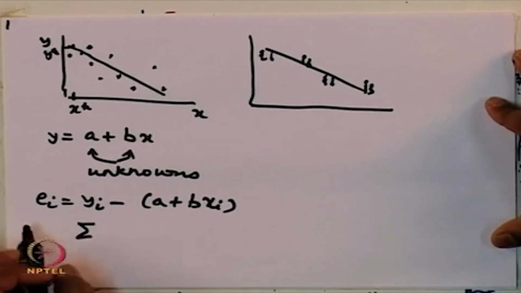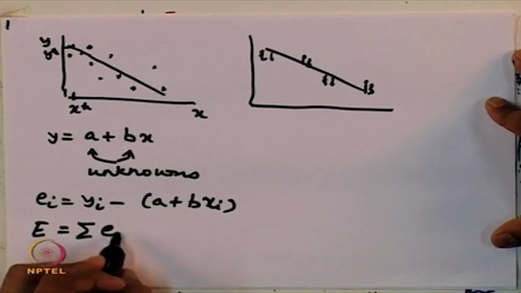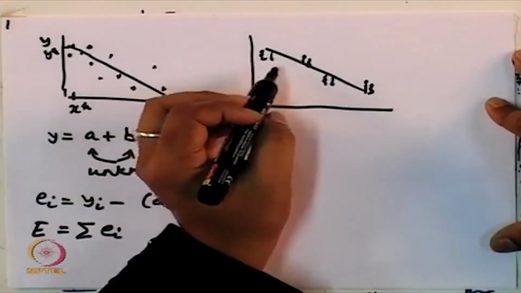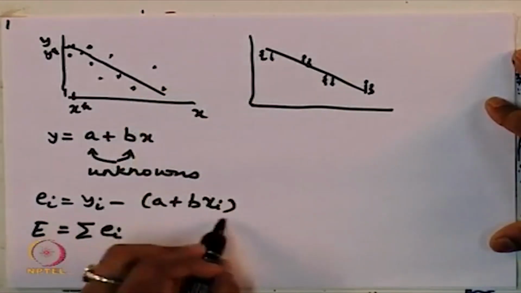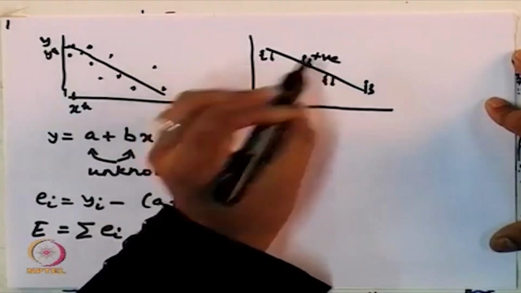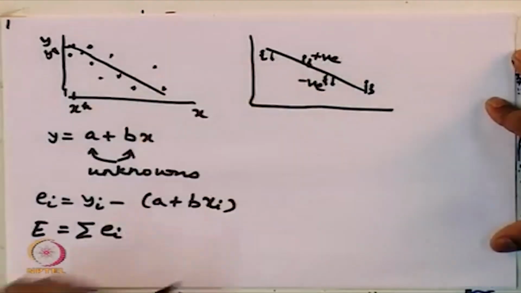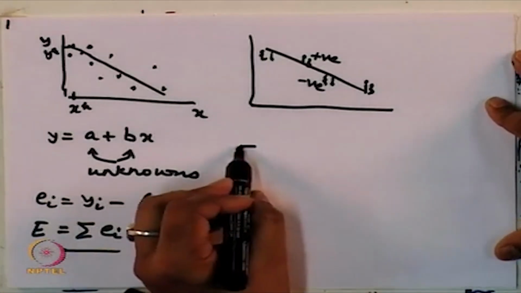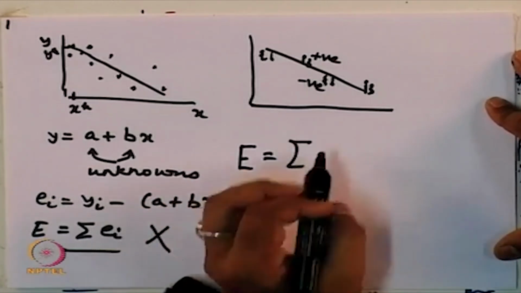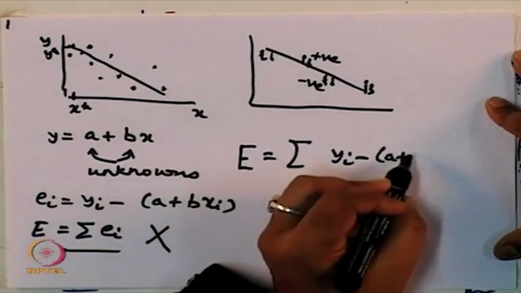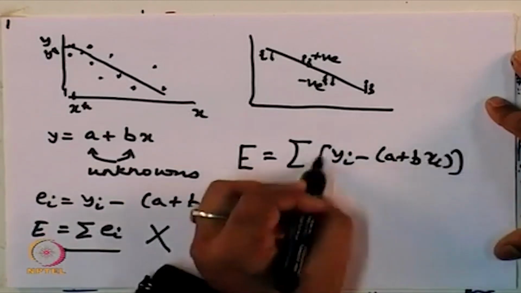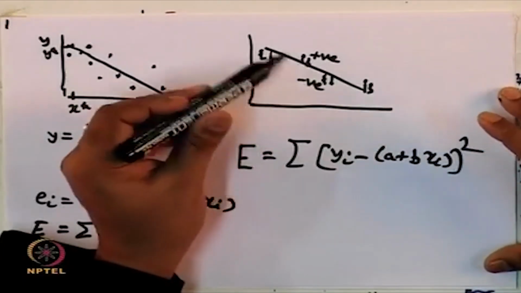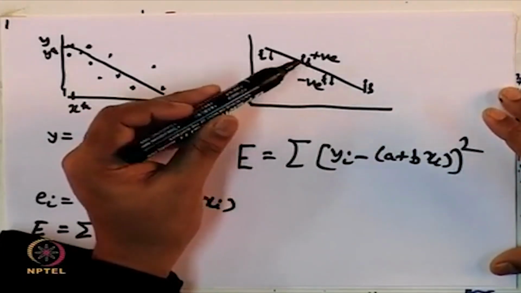Now, if you simply take total E as the summation of ei, this will underestimate the true error, because some errors are positive, when y is greater than a plus bxi, and some are negative. These will cancel each other, hence this is not the approach to take. So, what you minimize is E is equal to the summation of (yi minus (a plus bxi)) whole square. Squaring means you are minimizing the net deviation without considering whether it is positive or negative.